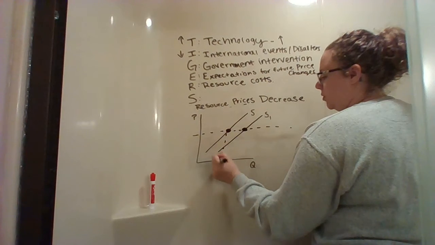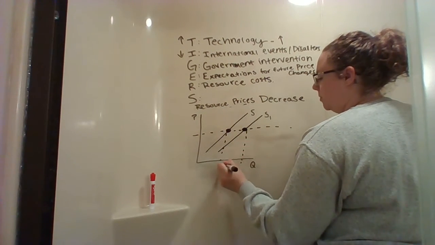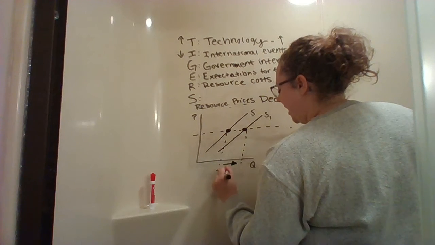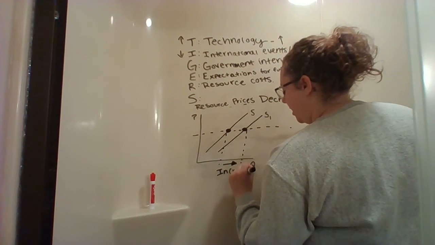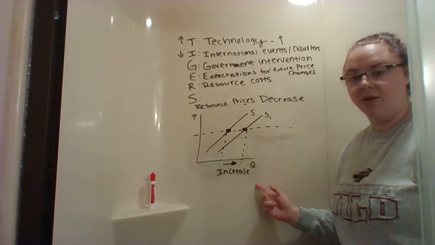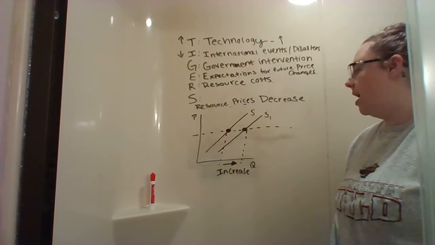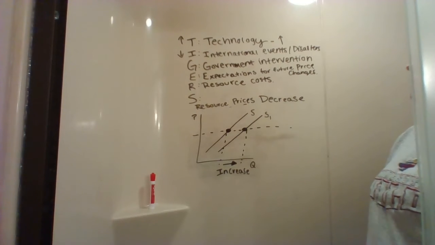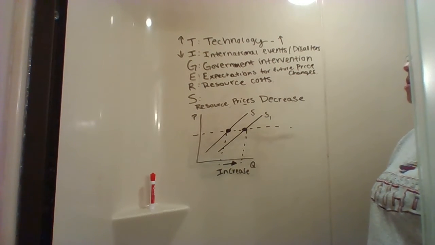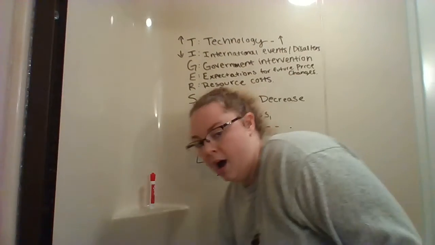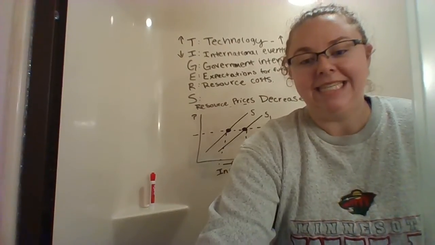Supply is going to increase, everyone. Supply is going to, bam, increase. More pencils, more rubber, more pencils, more writing. So that is what's going to happen with that.